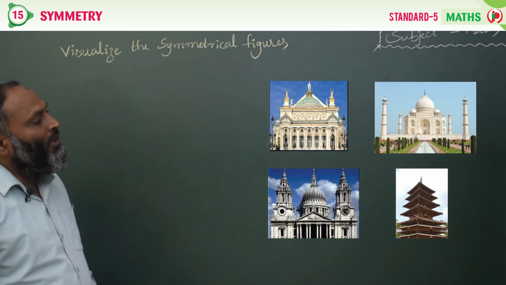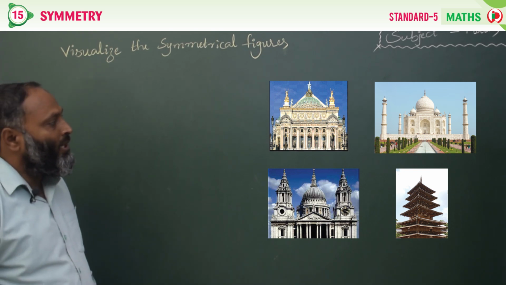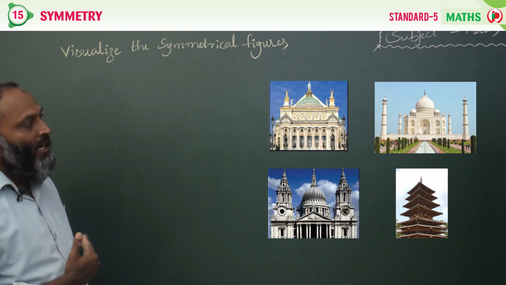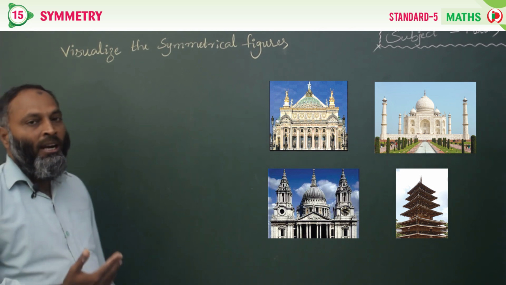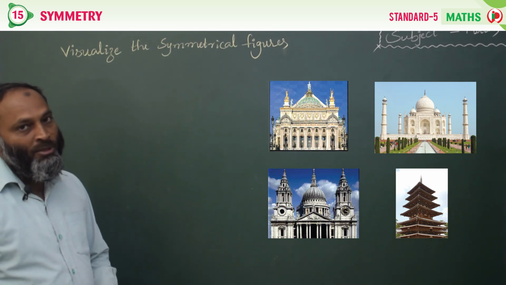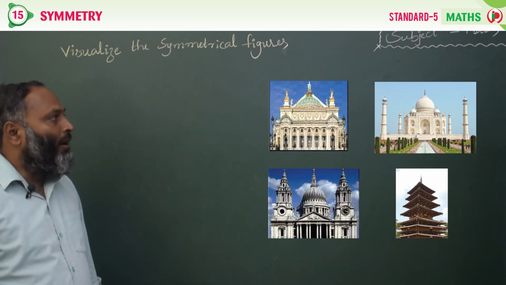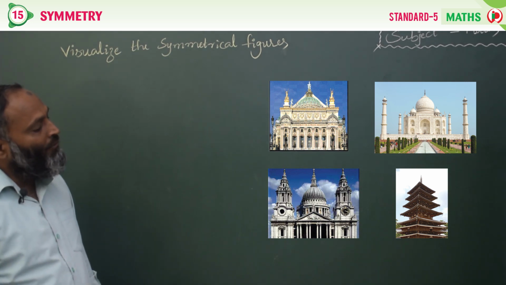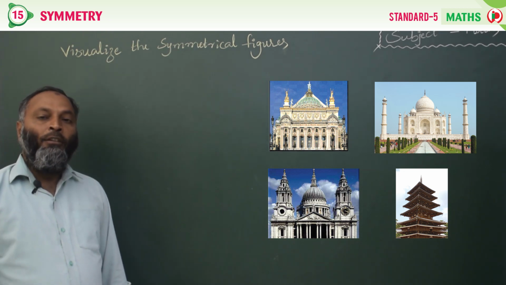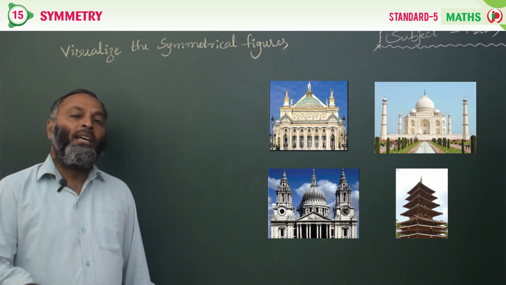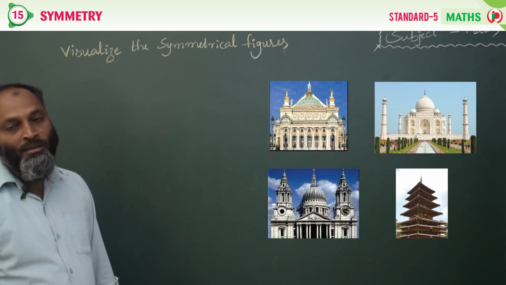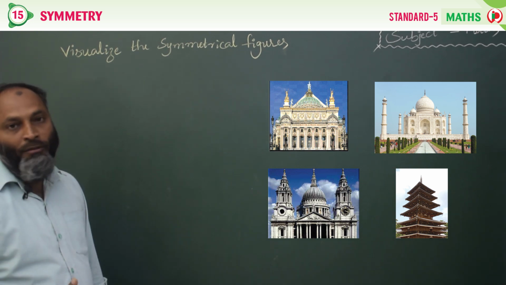Here, for these four historical monuments, if we draw four vertical lines, the left side and the right side will form identical shapes. If we draw a vertical line for all four historical monuments, you will get identical shapes. Once we get identical shapes, that means they are symmetrical. No doubt symmetrical shapes are very beautiful shapes. That is why all these four are very beautiful in shape.